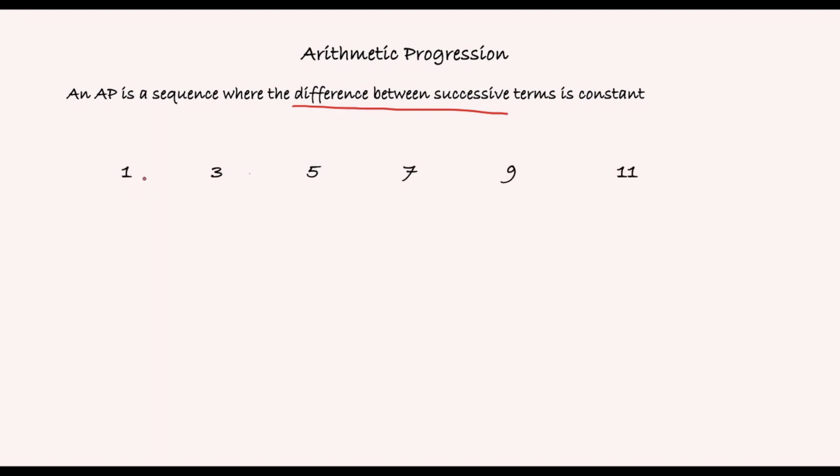If you notice, the difference between the second term here and the first term here is 2. So you have to add 2 to get to the second term. Now, what about the difference between our third term and our second term? It's also 2. What about the difference here? This is also 2. And so it is for all the terms in our sequence. So don't forget, for an arithmetic progression, the difference between successive terms has to be constant.